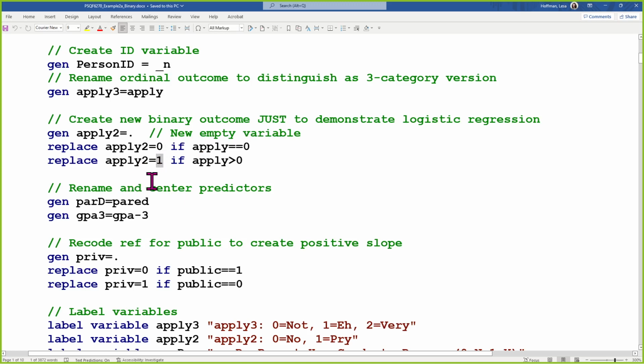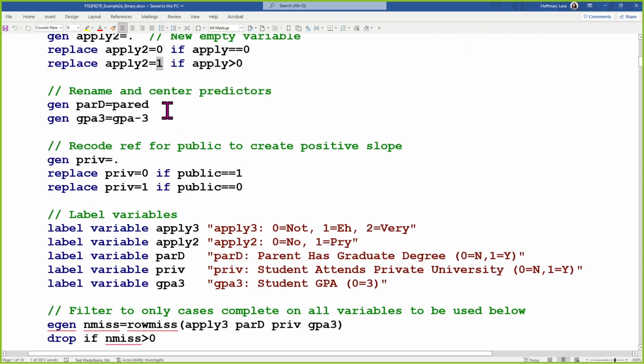I'm renaming my predictors and changing it so that the slopes are going to be positive, so that the odds ratios are going to be easier to interpret. So parent ed is what they had. I'm calling this pared for degree. GPA I centered at 3, since a GPA of 0 is not possible. It's probably possible, but not in people who are going to grad school. And private, I changed from the public and fixed it. So public used to be 1, now private is going to be 1.